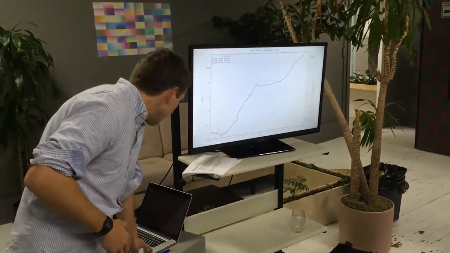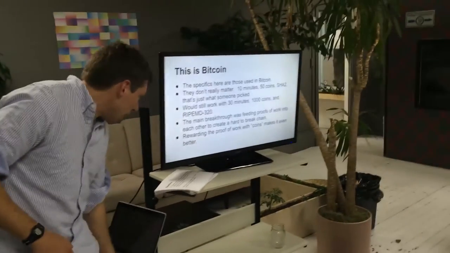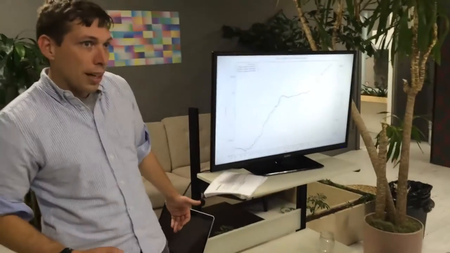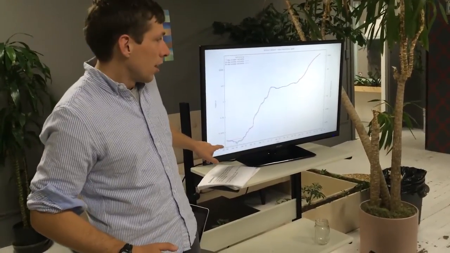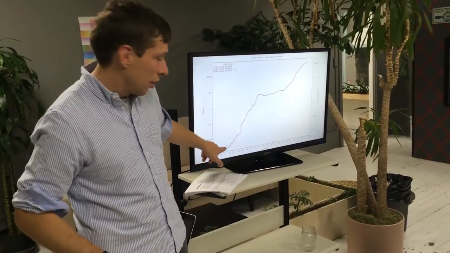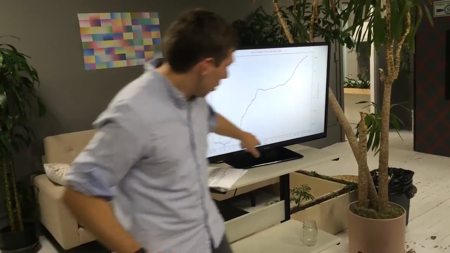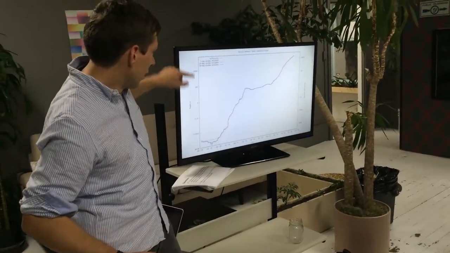Okay, gotta keep going. We're almost done. So yeah, you reward the proof of work with coins. This is a little chart of the actual in-practice difficulty. Here's difficulty one, which took a couple hundred million computations. And this is a log scale. So the difficulty is like a lot.